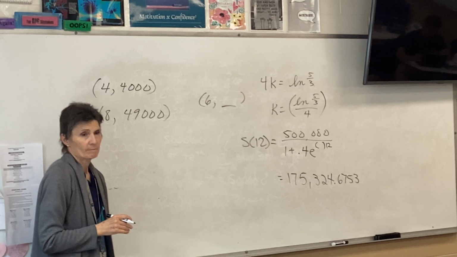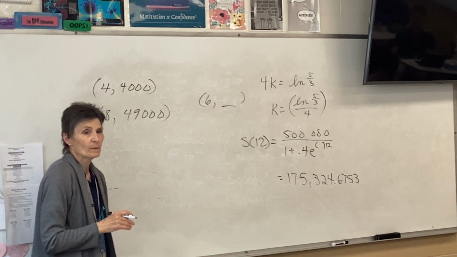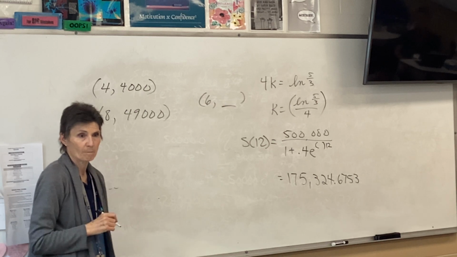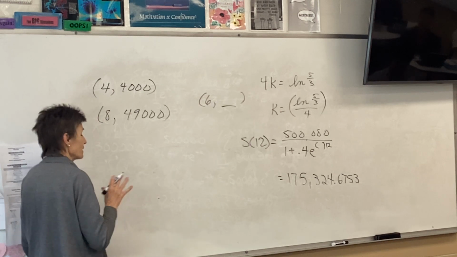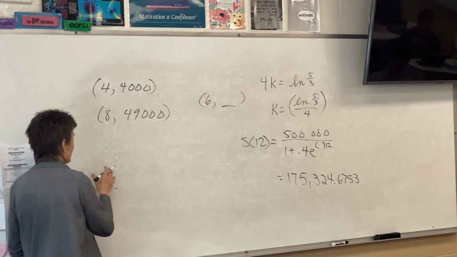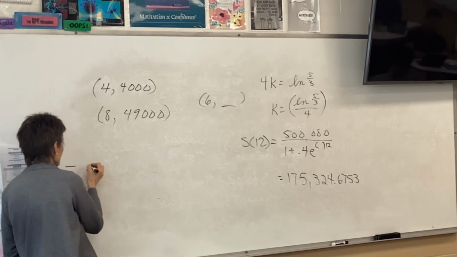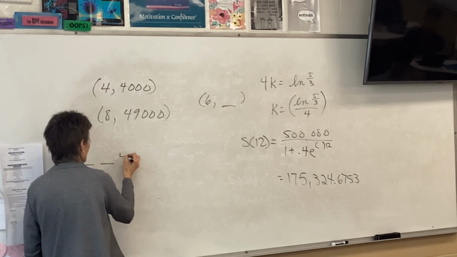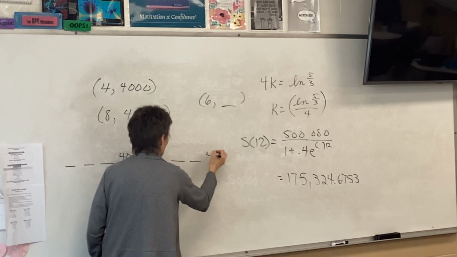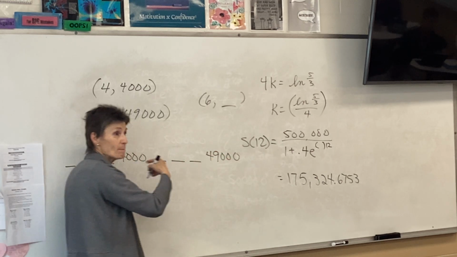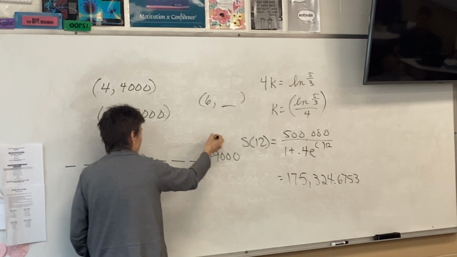What does that mean, to be a geometric sequence? We get from term to term to term by multiplying by something. So if you forget everything, you can figure this out because this is a sequence. So here's the first term, second term, third term. Fourth term is 4,000. Fifth, sixth, seventh, eighth term is 49,000. Does that make sense to you? This is the fourth term, this is the eighth term.